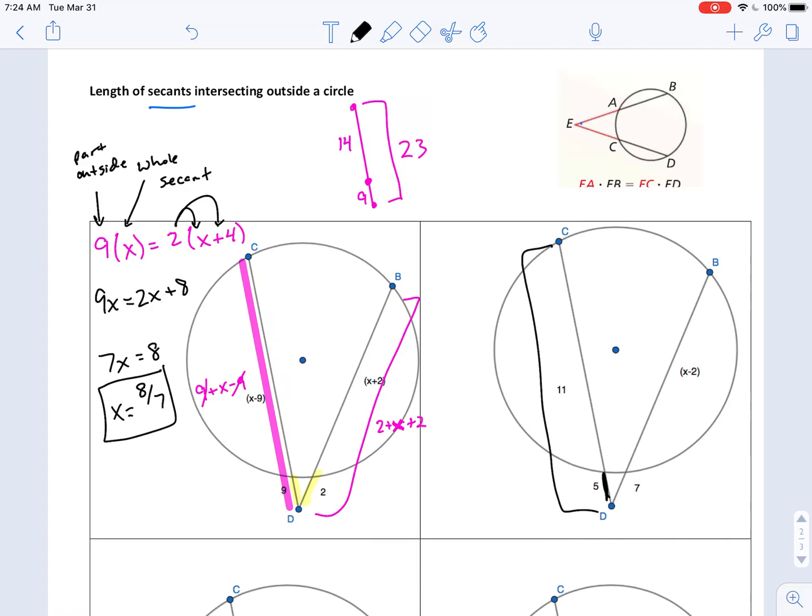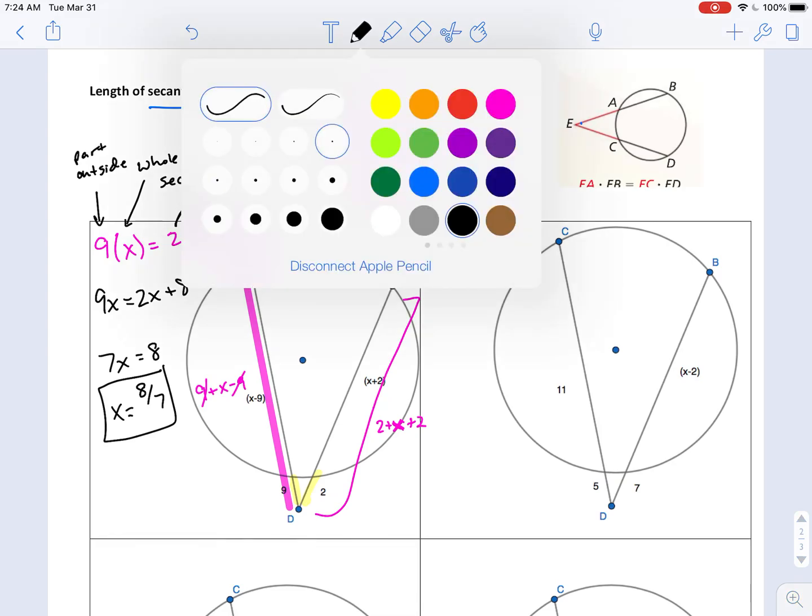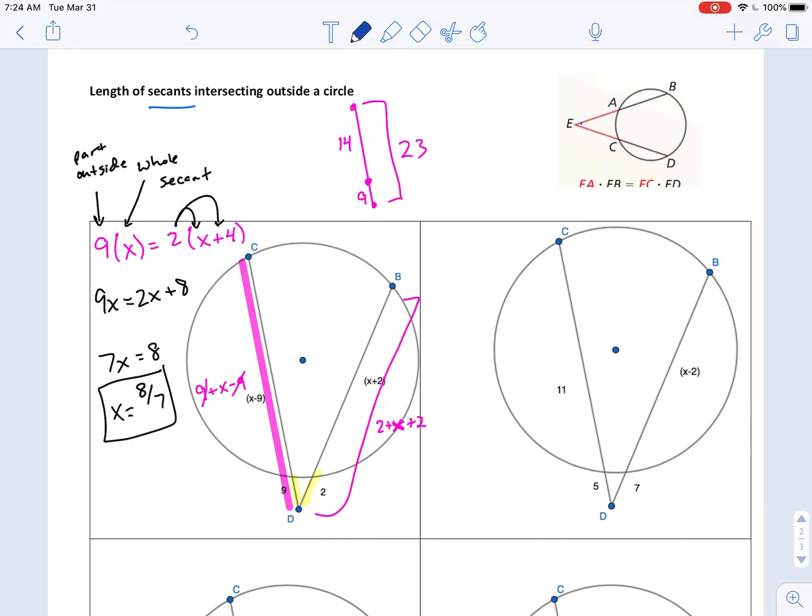So why don't you guys try this next problem here. Again, be very careful. It's the part outside times the whole segment. So why don't you pause the video and just try setting up that very first step for me.